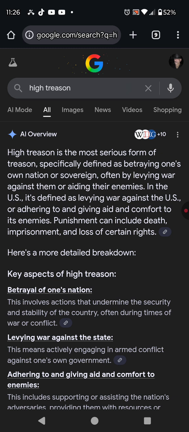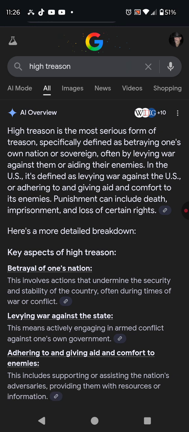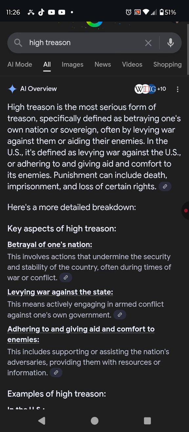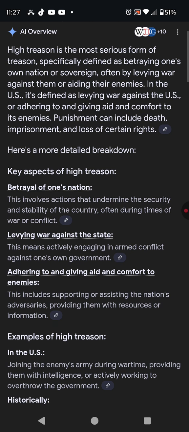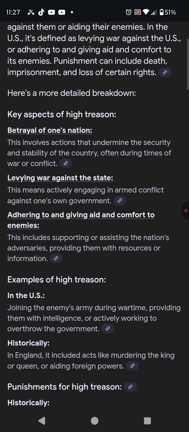Okay. High treason is the most serious form of treason, generally defined as betraying one's own nation or sovereign, often by levying war. Often, it says often, not always. Often by levying war against them or aiding their enemies. In the U.S., it's defined as levying war against the United States or adhering to or giving aid and comfort to its enemies. Punishment can include death, imprisonment, and loss of certain rights. Here's a more detailed breakdown.